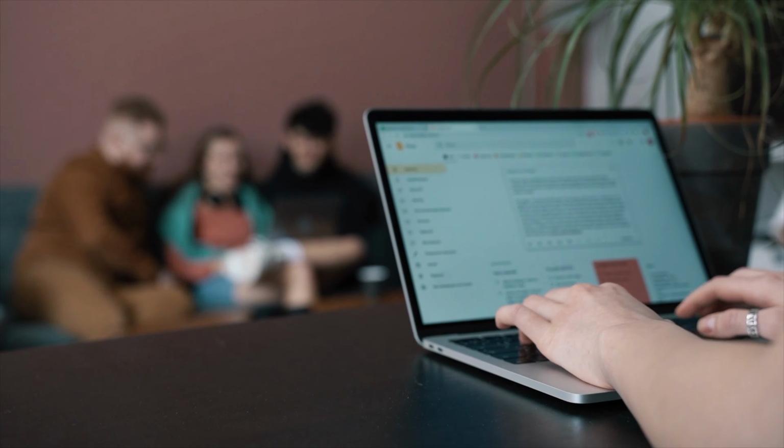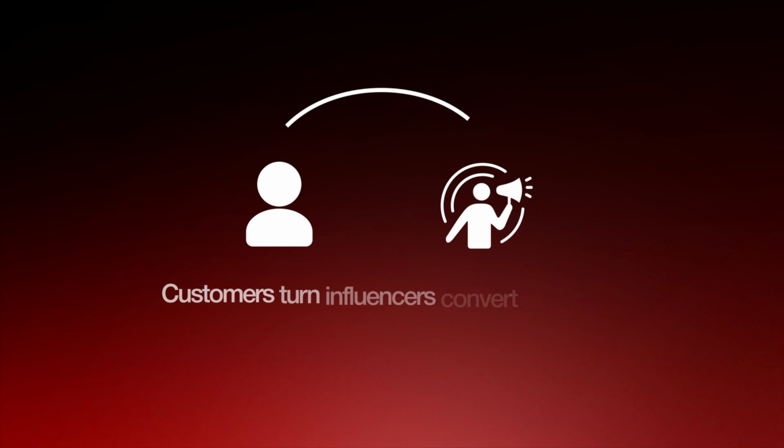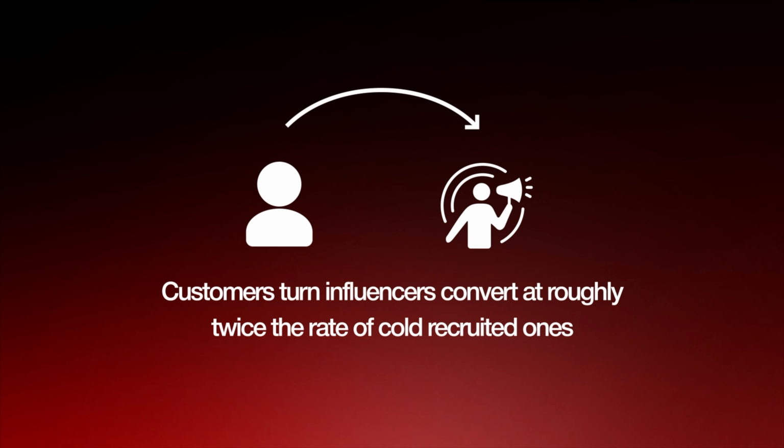Start with your own customers. Pull a list of your top 30 to 50 buyers, people who've ordered more than once, and email them personally. You can say something like what I have on the screen right now. Customers turned influencers convert at roughly twice the rate of cold recruited ones. They already believe in the product. That authenticity really shows up in how they talk about your product and brand.